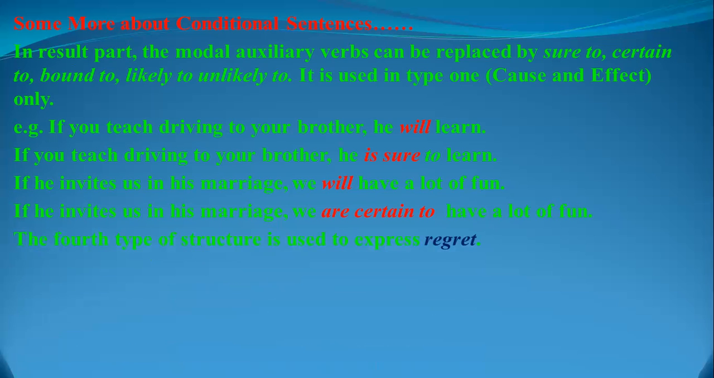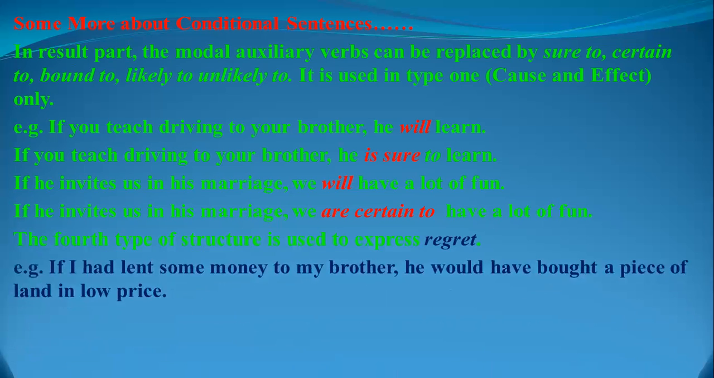The fourth type of structure is used to express regret. Regret means something that has been done cannot be reversed. Let's see an example: if I had lent some money to my brother, he would have bought a piece of land at a low price. But it cannot be done because the price of the piece of land has risen high. So this is a kind of regret. We express regret here.